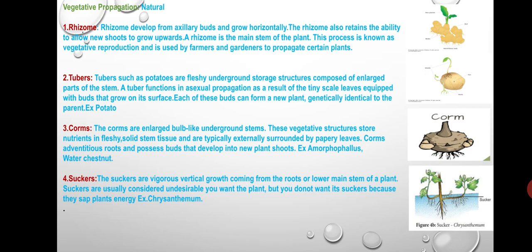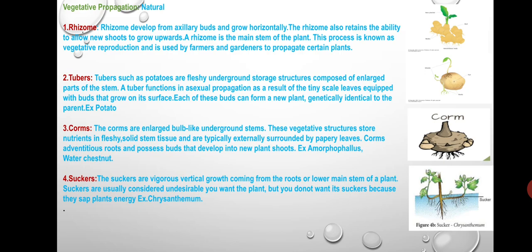Next, we discuss the corm. The corms are enlarged bulb-like underground stems. These vegetative structures store nutrients in fleshy, solid stem tissue and are typically externally surrounded by papery leaves. Corms have adventitious roots and possess buds that develop into new plant shoots. The best examples are Amorphophallus and water chestnut.